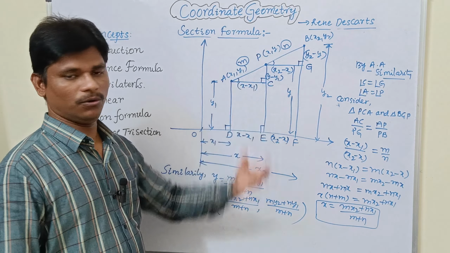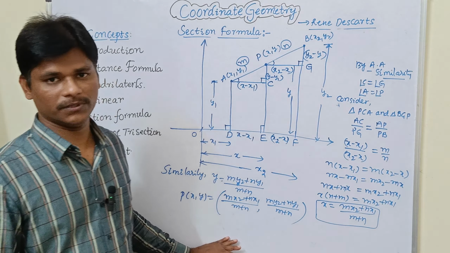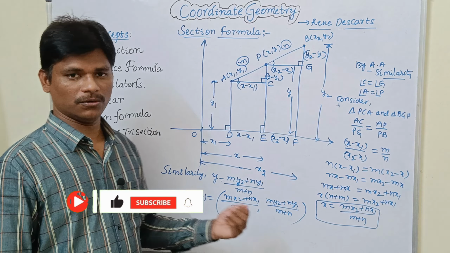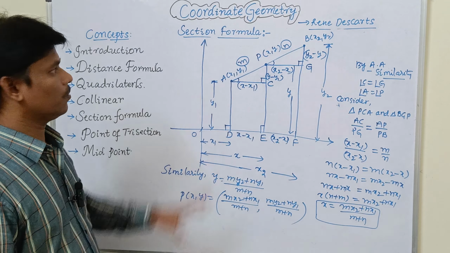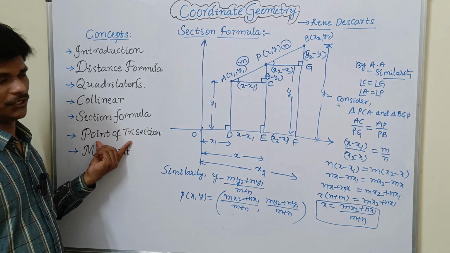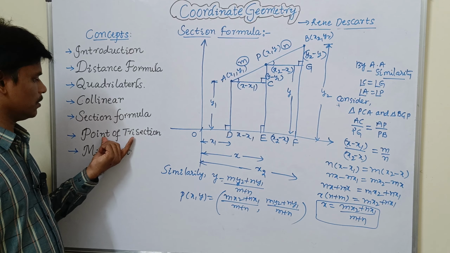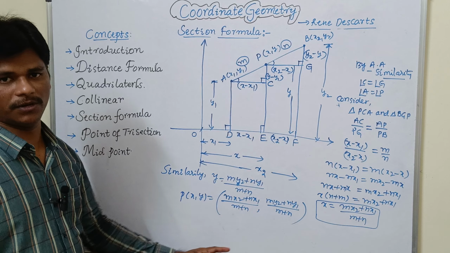So find out the unknown values. Also you have to use this section formula. That is the most important. It is an essay question for marks, so based on this section formula, coordinate geometry. And next one, point of trisection. This point of trisection also, we will derive based on the section formula.